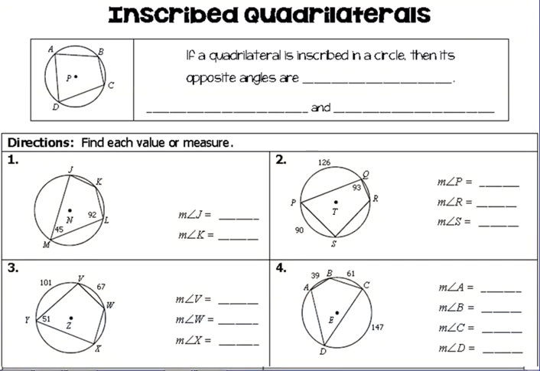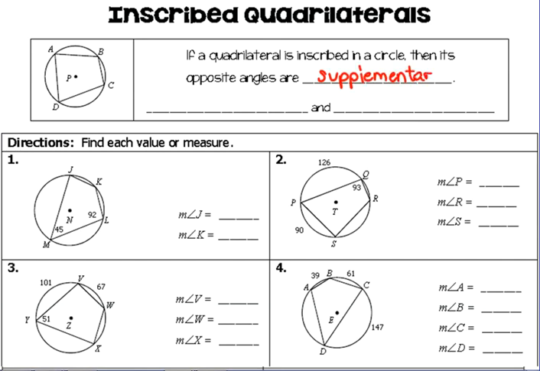Okay, inscribed quadrilaterals. Notice yesterday we talked about that circumscribed polygon. It was outside of the circle. This is the inscribed, so it's inside of the circle. Notice this quadrilateral, the entire quadrilateral is inside of the circle here. If it's inscribed in a circle, then its opposite angles are supplementary.